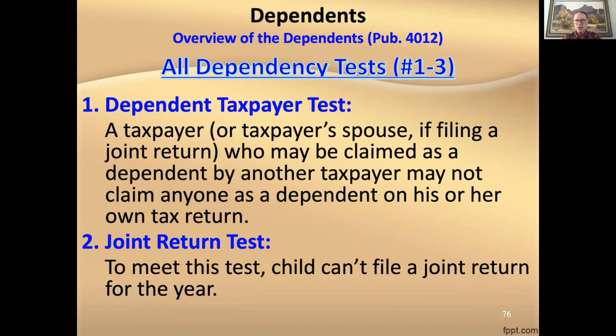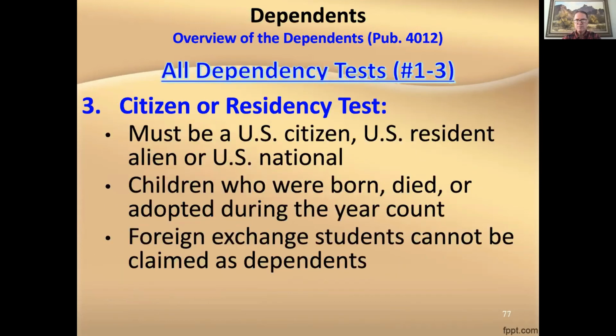A dependent or child cannot file a joint return with someone else. And you have to be a US citizen, a US resident alien, or a US national. Born, died, or adopted during the year also counts, but foreign exchange students do not.